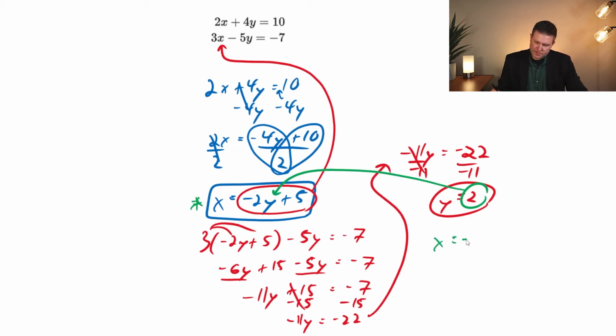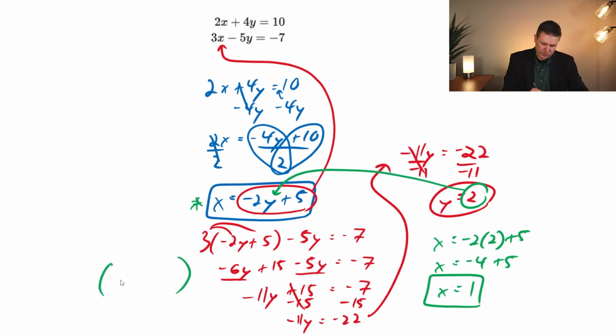So x equals negative 2 times 2 plus 5. So negative 4 plus 5. So positive 1. And then the full solution here is 1, 2. There we go. First one out of the way.